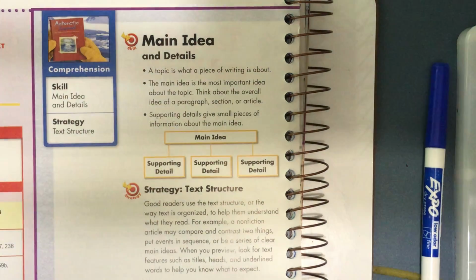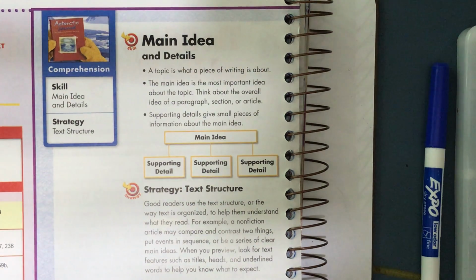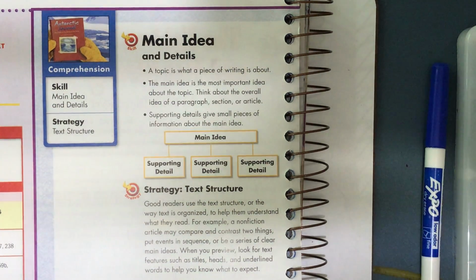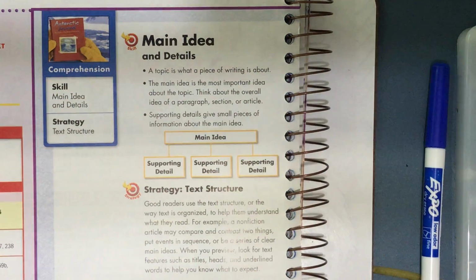And then the strategy is text structure. It says good readers use text structure, or the way a text is organized, to help them understand what they read. For example, a nonfiction article may compare and contrast two things, put events in sequence, or be a series of clear main ideas. When you preview, look for text features such as titles, heads, and underlined words to help you know what to expect.